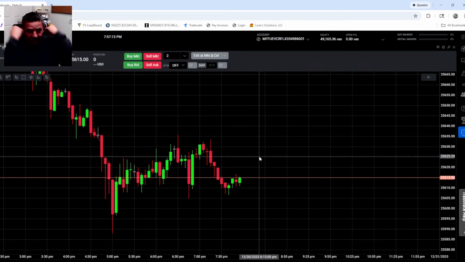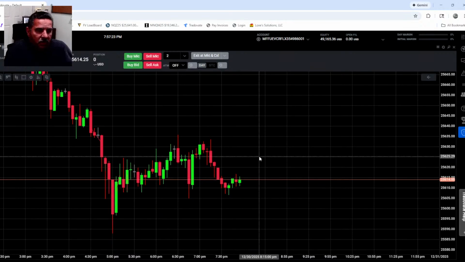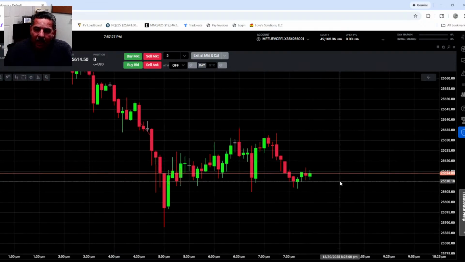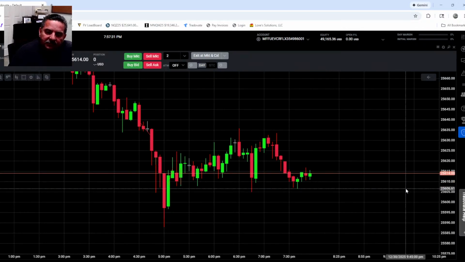But for me, this is the best way I trade. If the chart is nice and clean and I can see what the candles are doing, I really don't need indicators and stuff like that to tell me what the candles are doing.